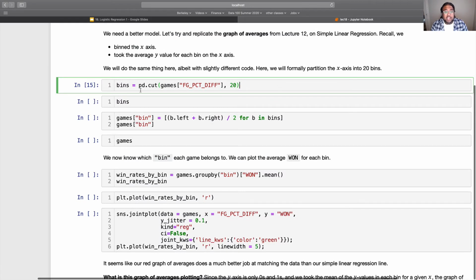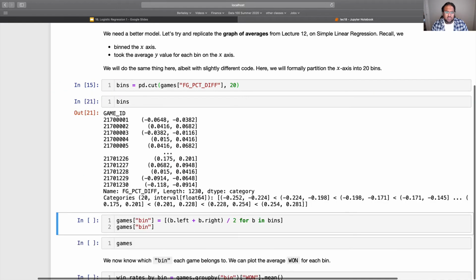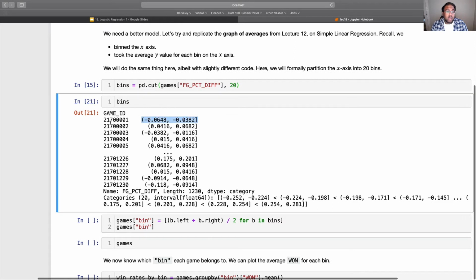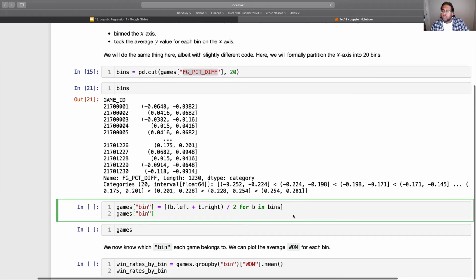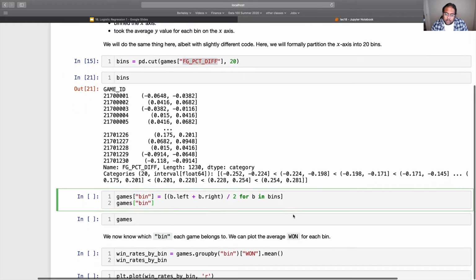Here I'm using pd.cut to take my x values, which are the field goal percentage difference column from games, and splitting them up into 20 different bins. And so when I look at bins, it tells me for each row of games what bin that observation belonged to, according to whatever its field goal percentage difference was. Don't worry too much if you don't understand that specific line of code.